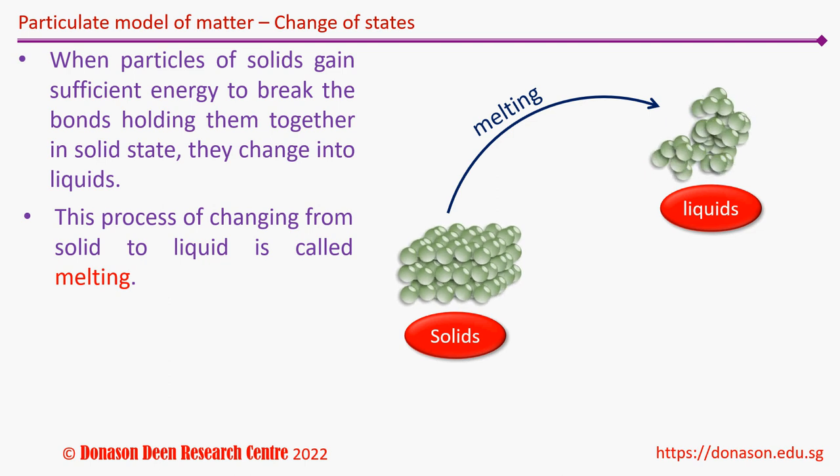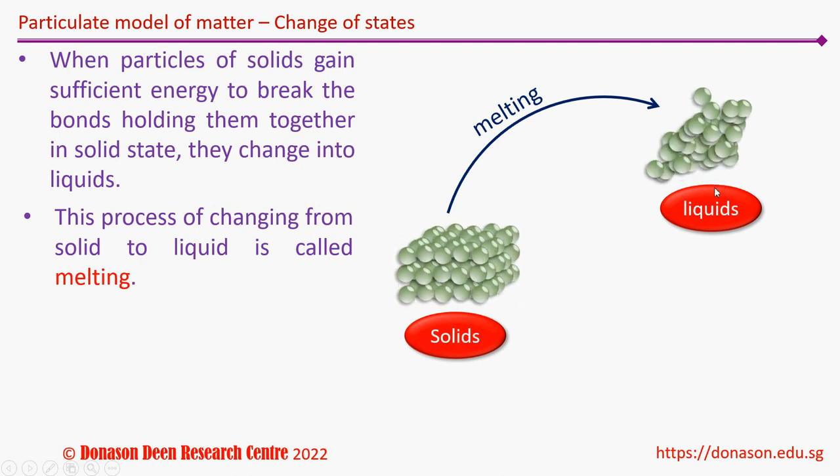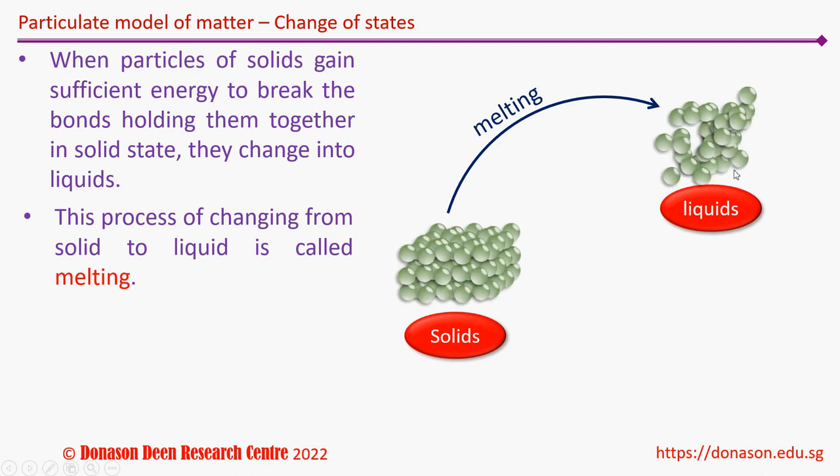When solids turn into liquids by breaking the bonds holding them together in the solid state, all these tight bonds are broken, and they can slide over each other with weaker forces of attraction between them, that's when we call them liquids. So the process of breaking the bonds and converting into liquids is what we call melting.